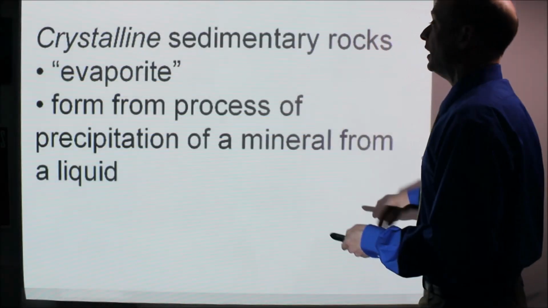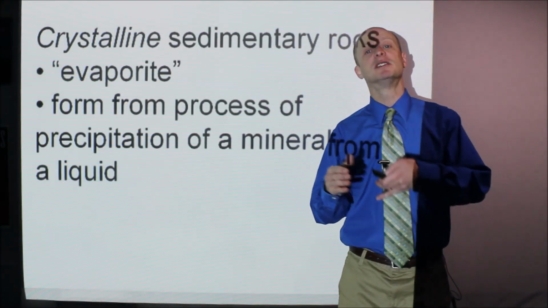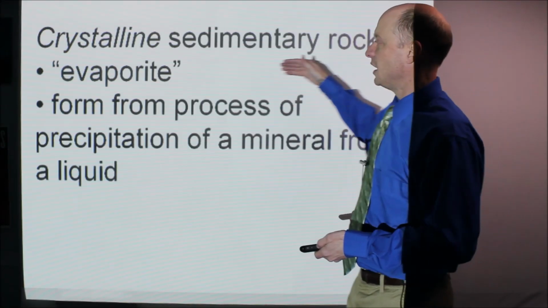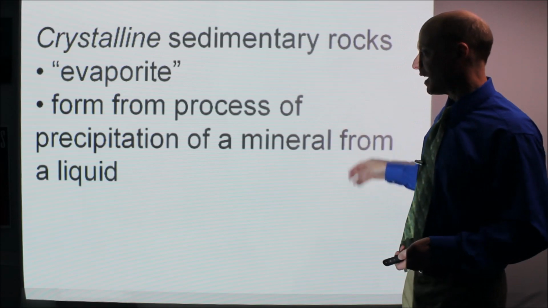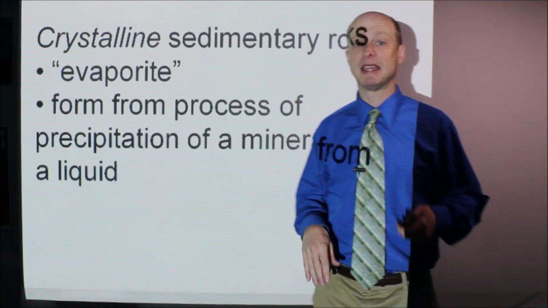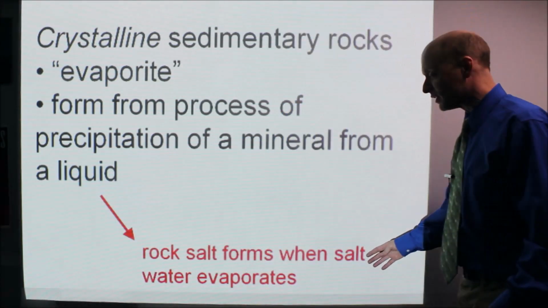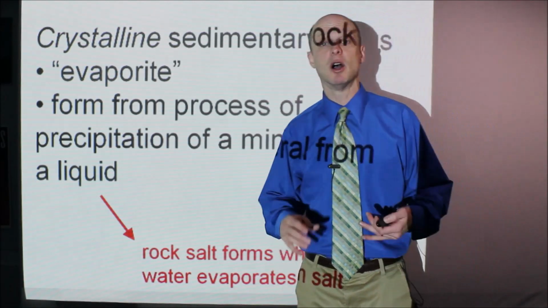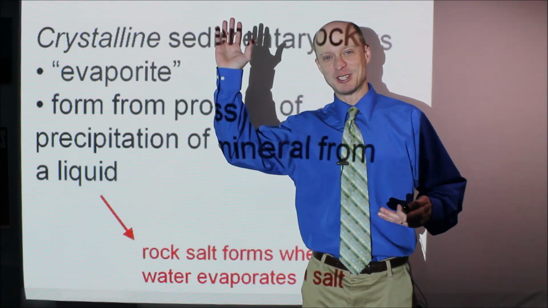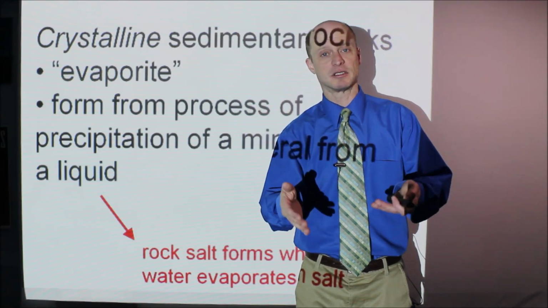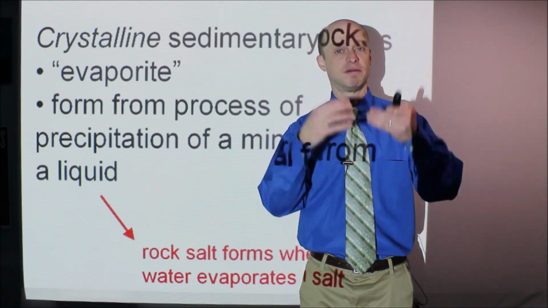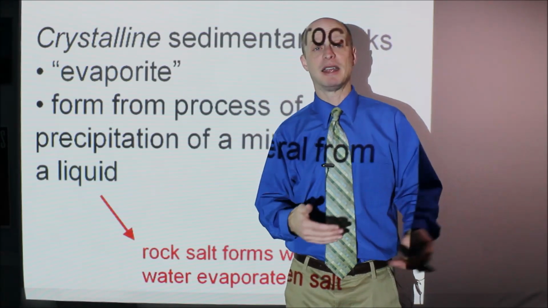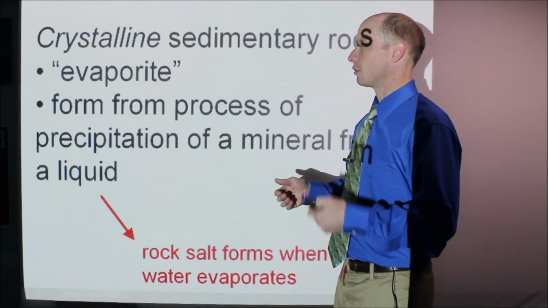So another type of sedimentary rocks, and this gets a little more complicated for students, I think, are crystalline sedimentary rocks. They're also called evaporites, and they form from the process of precipitation of a mineral from a liquid. My example here is rock salt. The sedimentary rock salt forms when salt water evaporates, the ocean evaporates, and the water goes into the air, but all of the salt, or the halite crystals, will actually become solid and go down to the bottom of the ocean. And you can get thick layers of salt. That's called an evaporite, or evaporite sedimentary rock, or crystalline sedimentary rocks.